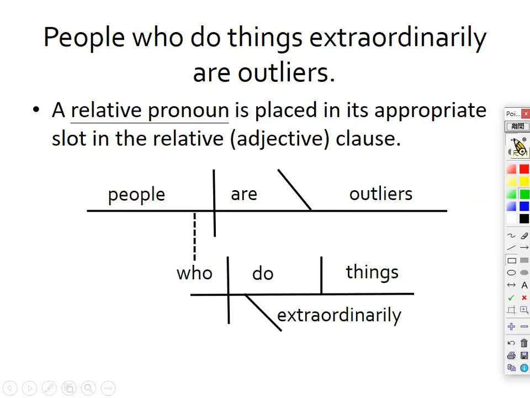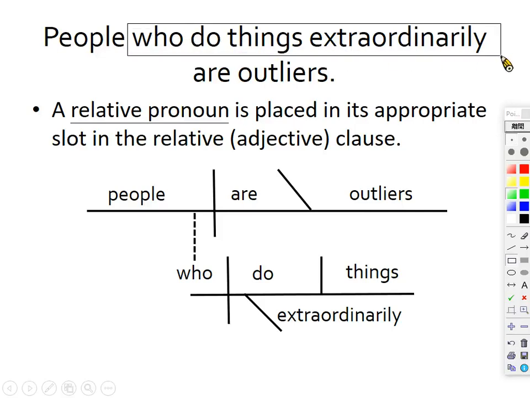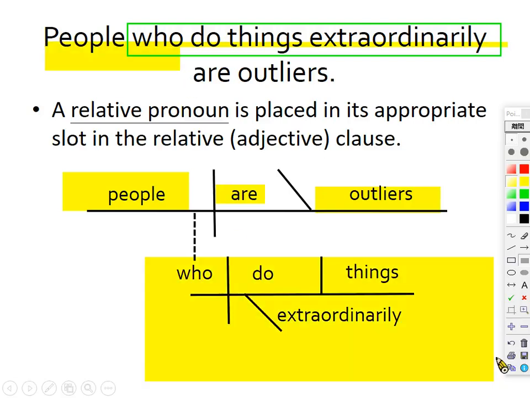Okay, now how about this? It's about the same. People, we have who do things extraordinarily, are outliers. So here we have people are outliers, right? Very simple, sentence pattern number 3, right? And now we have who do things extraordinarily. This is an adjective clause to modify people. And however, this is the adjective clause, and who is the subject in this case.